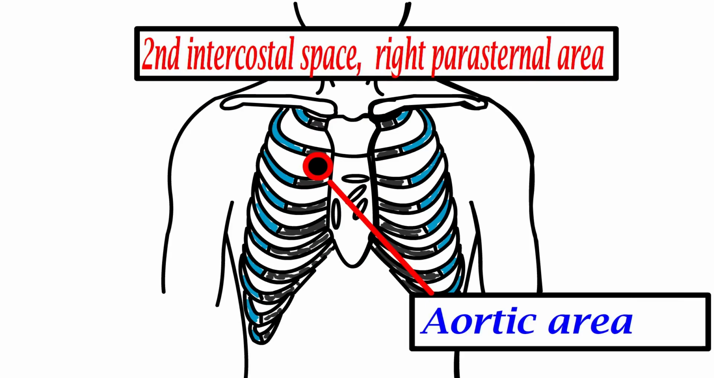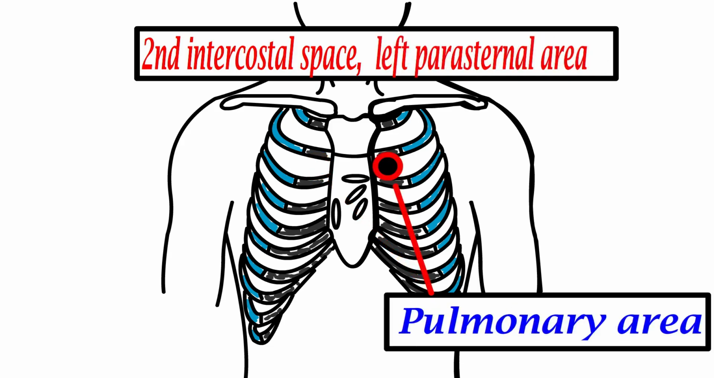The vibrations produced by closure of semilunar valves are carried better by the pulmonary artery and aorta than the ventricles, because the blood completely fills the vessels more than the ventricles. So, closure of the aortic semilunar valve is heard at the second intercostal space of the right parasternal area, and closure of the pulmonary semilunar valve is heard in the second intercostal space in the left parasternal area.